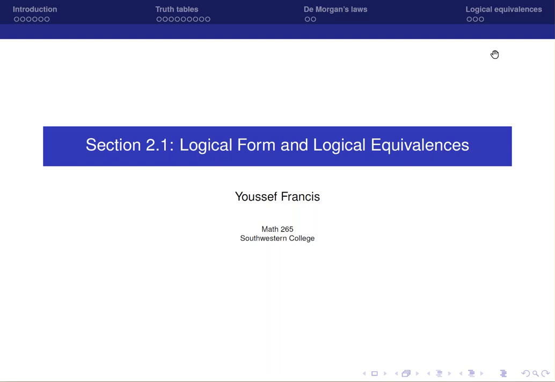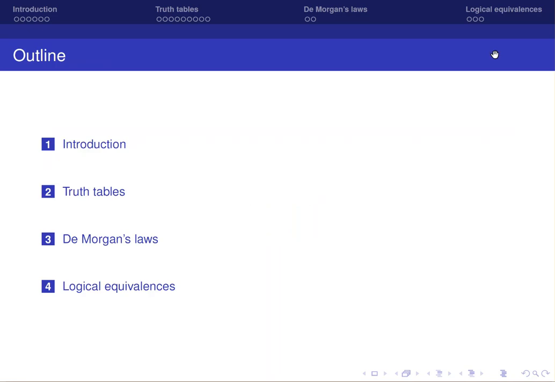We begin our class with section 2.1 titled Logical Form and Logical Equivalences. Here's a quick outline of what we will be discussing in this section.